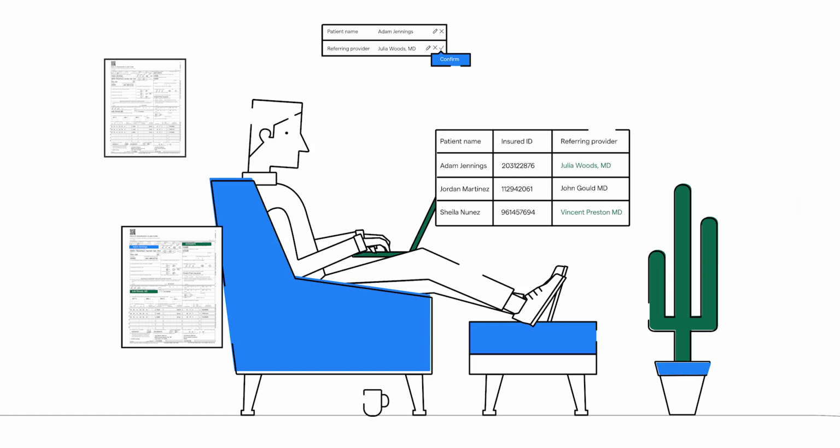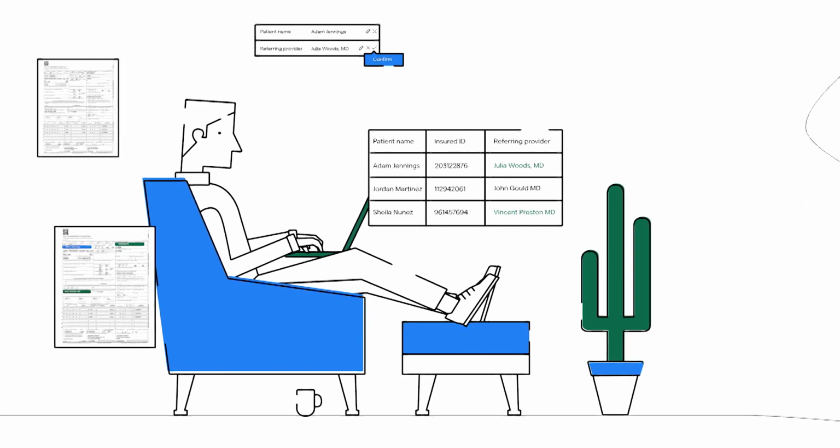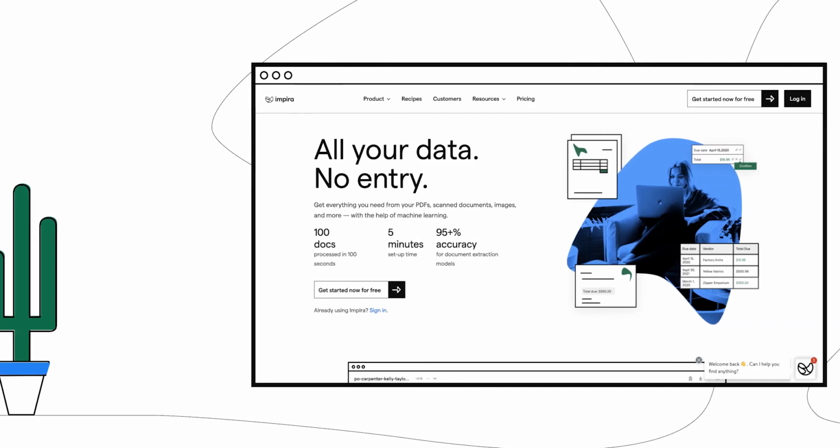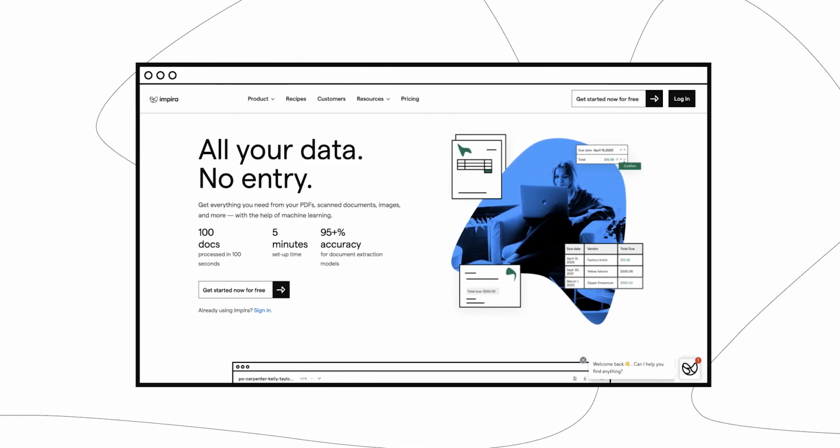Impira provides an easy-to-use interface. There's no coding, it's just a few clicks, and in this video, I'll show you how to use it. So to get started, head on over to Impira.com and create your free account. You get up to 200 pages for free. We won't ask for your credit card information, and there's no time limit for the evaluation.